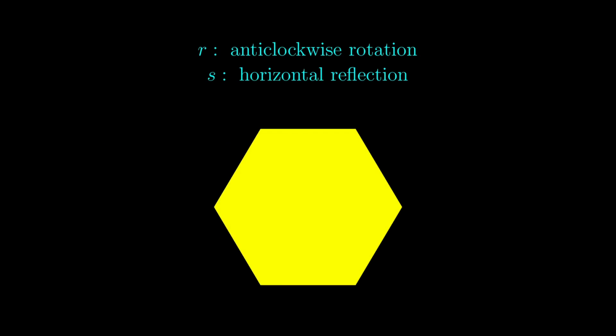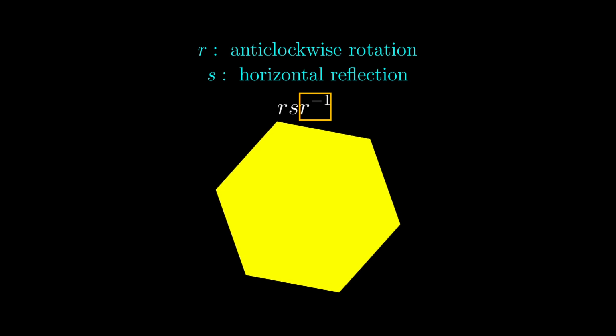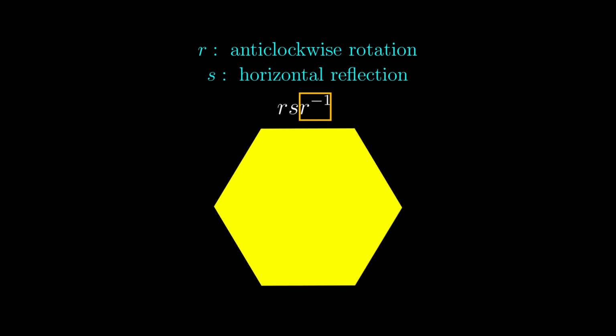We will again use the example of the two symmetries of the hexagon, and we consider the conjugation of the horizontal reflection by an anti-clockwise rotation. We first do a symmetry that undoes R. This means a clockwise rotation of 60 degrees. Instead of actually doing a clockwise rotation, we do something different this time.